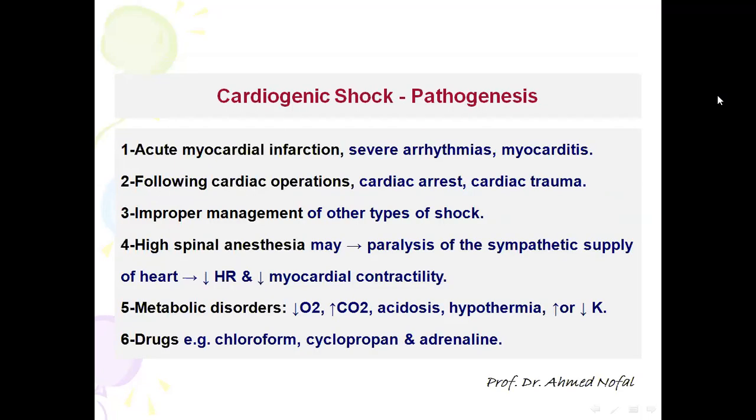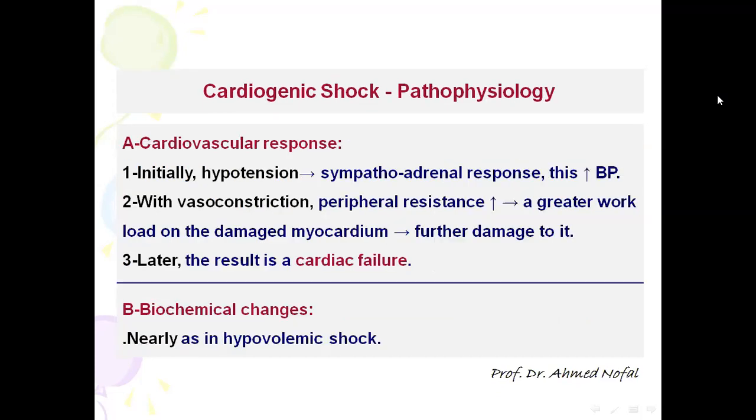For the cardiogenic shock, the pathogenesis is acute myocardial infarction, following cardiac operation, improper management of other types of shock, cardiotoxic drugs, and so on. All this will affect the myocardial contractility. The cardiovascular response: initially, the hypotension will cause sympathoadrenal response. This will increase blood pressure, and also there will be increased peripheral resistance. All this will cause a greater workload on the damaged myocardium, and this will cause further damage to it, leading to cardiac failure. The biochemical changes are as in hypovolemic shock.